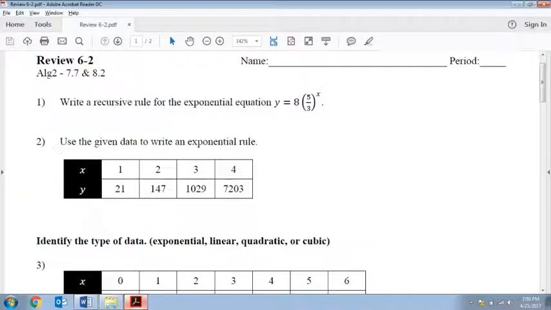Okay, this is Algebra 2 Review 6-2. We'll just go over questions 1 through 2 real quick. Number 1 says, write a recursive rule for the exponential equation y equals 8 times 5/3 to the power of x.